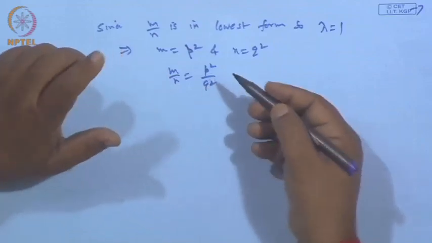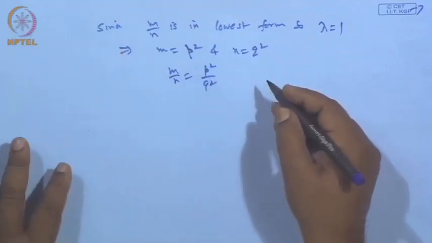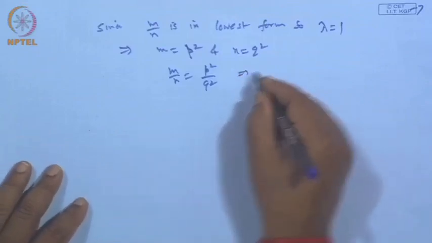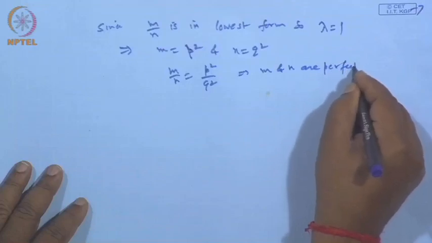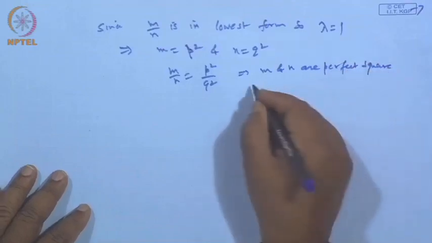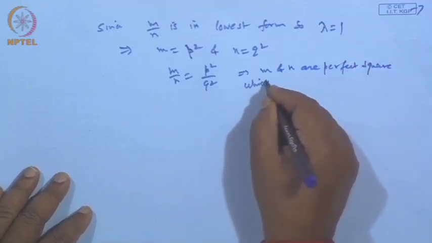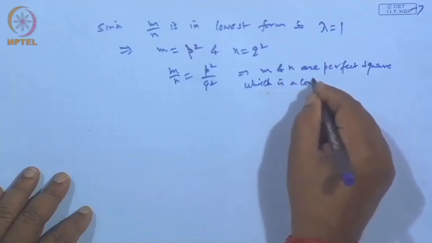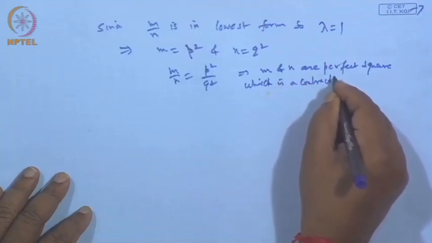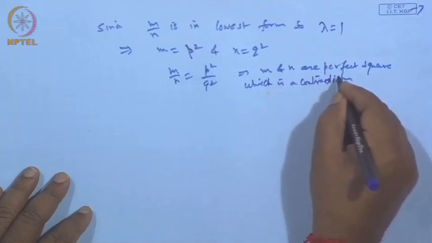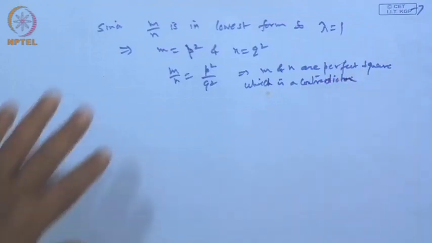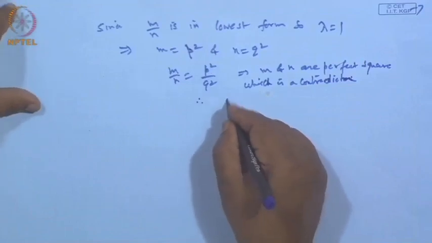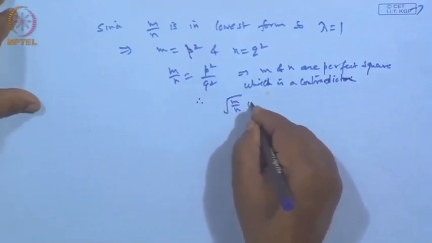Clear? So, a contradiction. So, this shows that m and n are perfect squares, which is a contradiction. Okay. Is it okay or not? So, therefore, square root of m by n is irrational.